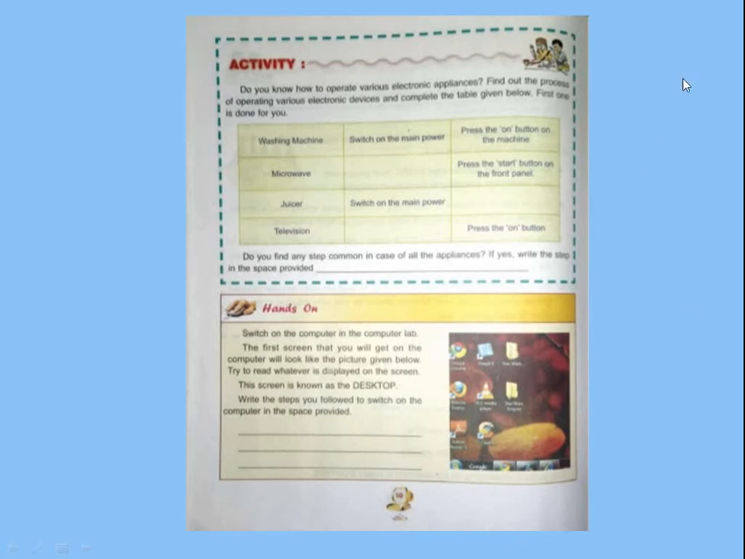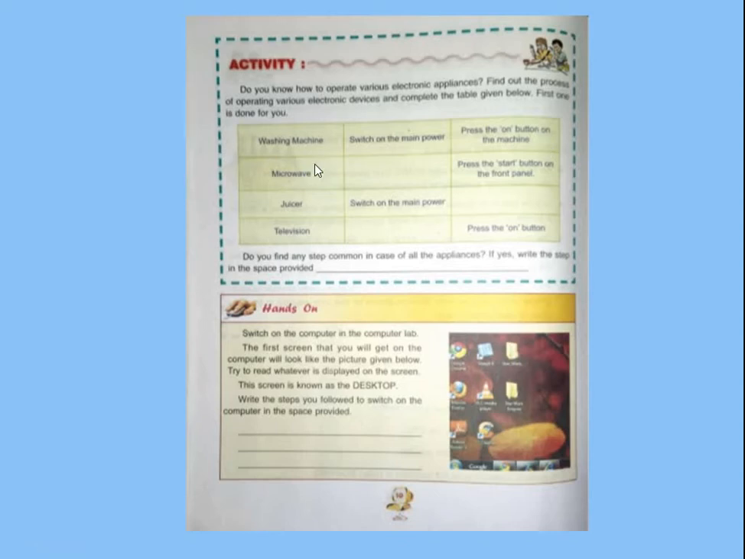Here is an activity about machines. Find out the process of operating various electronic devices and complete the table given below. First one is done for you. First machine is washing machine. Now read the steps for using the washing machine. First, switch on the main power button. Then press the on button on the machine.